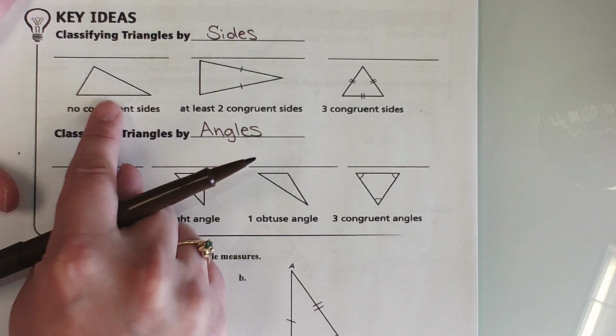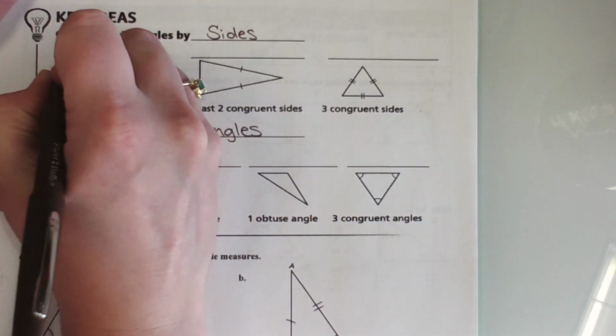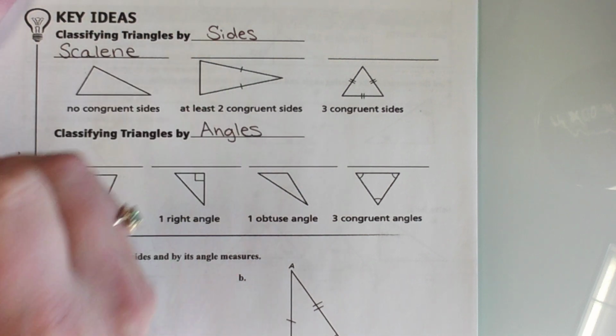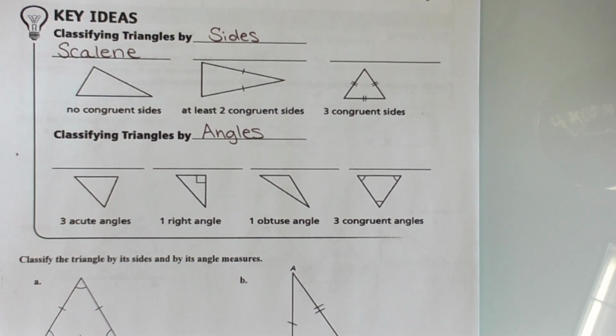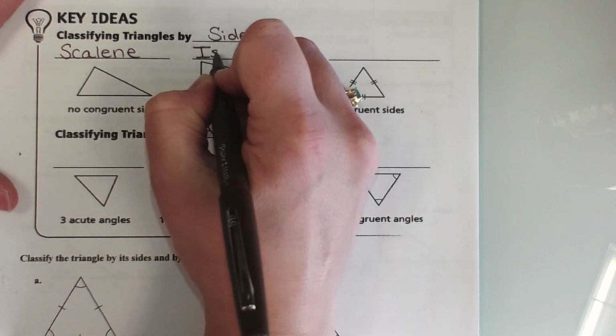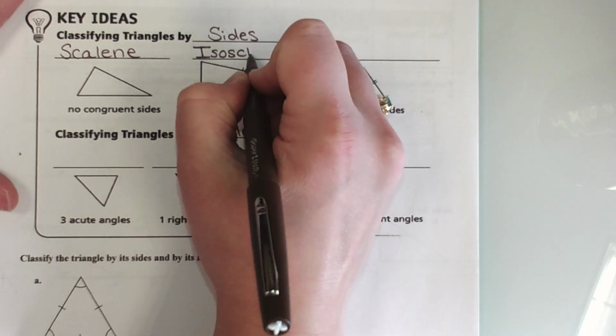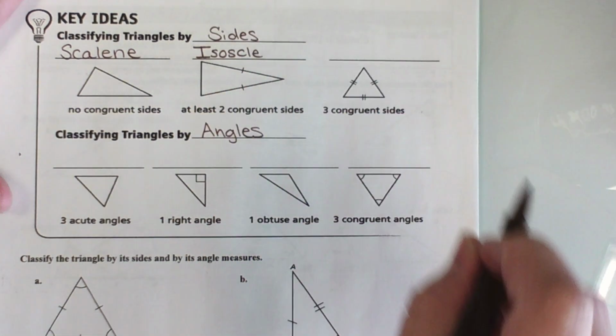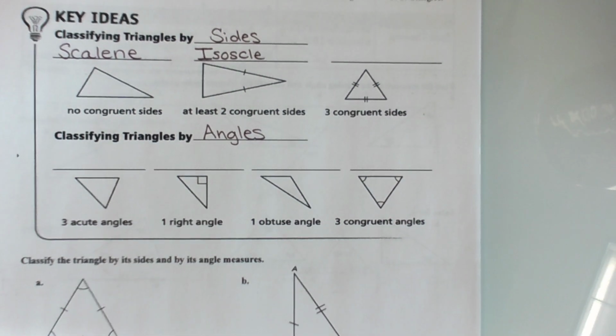If a triangle has no known congruent sides, it's called scalene. Is that familiar? Two congruent sides: isosceles. Well, it helps if I spell isosceles correctly.